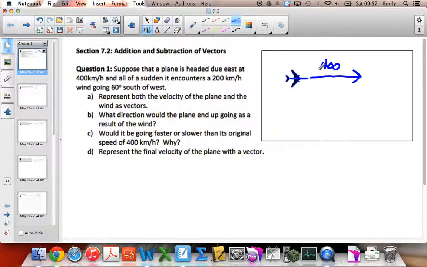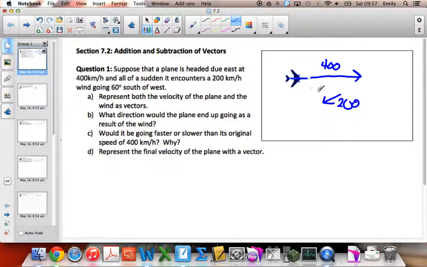So now it encounters a wind going 60 degrees south of west. Well, west is going back this direction, south of west is going down from there. So the wind is going to look something like this. So here's my wind, and it's going 200 kilometers per hour. To really show that this is 200, I should have made it half the length of the 400. So I'm going to come in and erase some of this to be half of the 400. So let's make it 200.